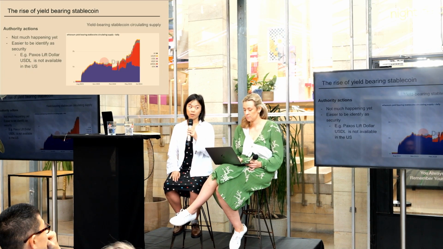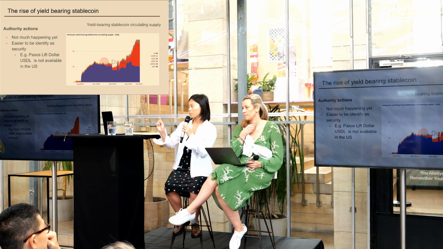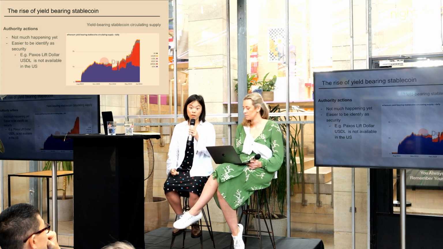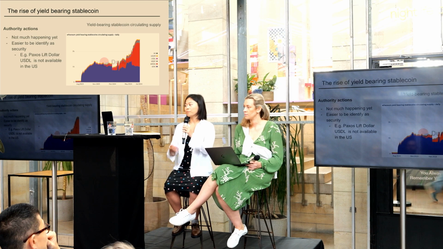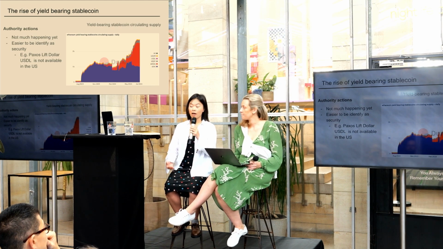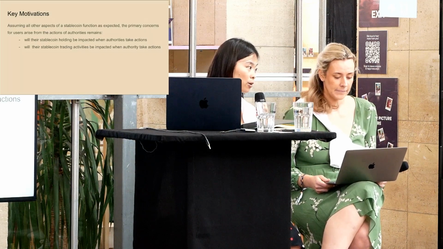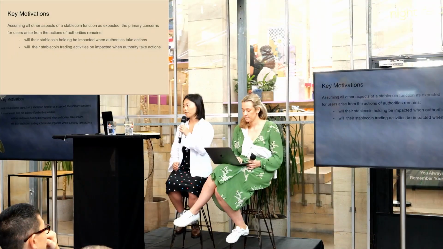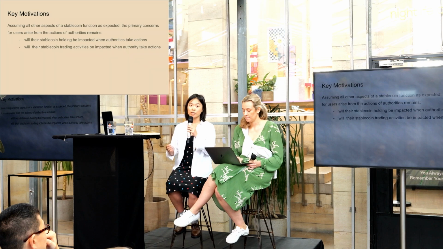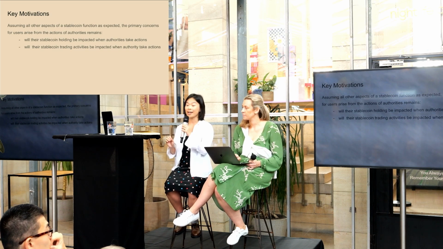The last one is the rise of yield-bearing stablecoins. You can see from August 2023 there's a sharp rise in circulating supply. Not much has happened yet, but they are definitely the category that is easiest to identify as a security. For example, Paxos's Lift Dollar USDL is not available in the US market at the moment. So in summary, regulatory action is closer than you thought. It will directly or indirectly impact stablecoin users. Assuming all other aspects of the stablecoin function as expected, the primary risk of regulatory actions to stablecoin users still remains: will their stablecoin holding be impacted, or will their stablecoin trading activity be impacted?